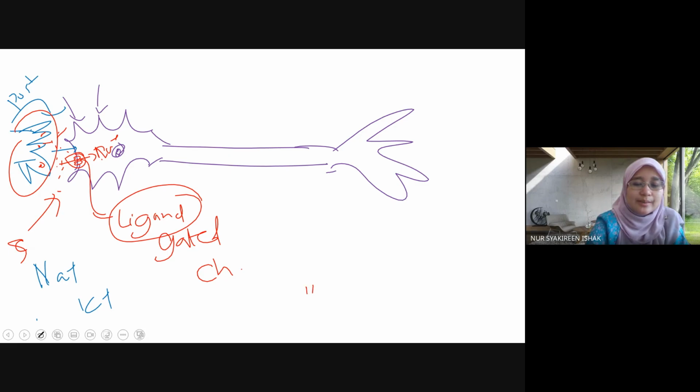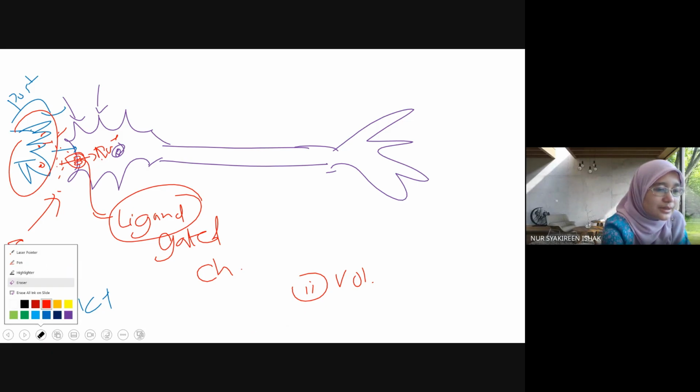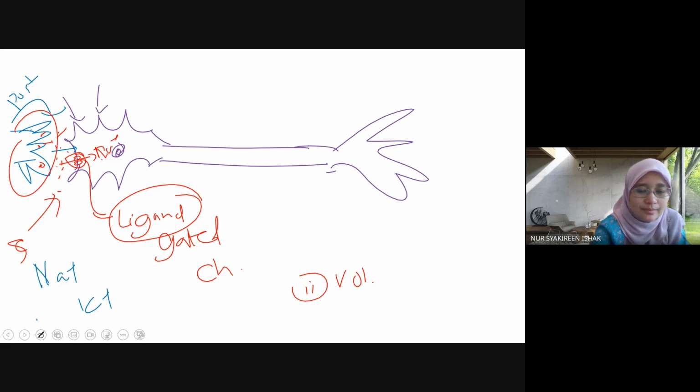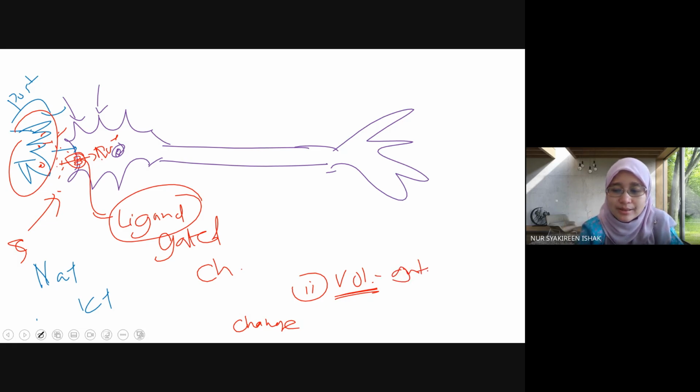What was the second one? The voltage gated channel. The stimulus is electrical, a change in voltage. So we have here the voltage gated channel, where the change is due to electrical change.